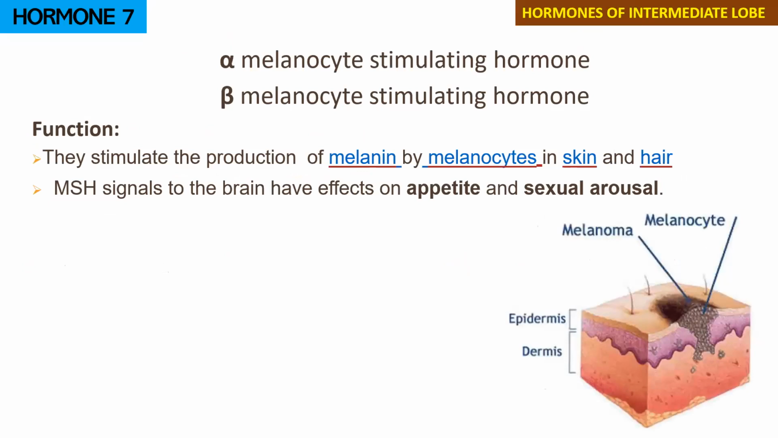Then comes the intermediate part of the pituitary gland, not the anterior or posterior, and that's where the alpha melanocyte stimulating and beta melanocyte stimulating hormones are produced. What they do is induce the production of melanin in skin and hair, and they can have an effect on other things too, but the major role is to induce the production of melanin.